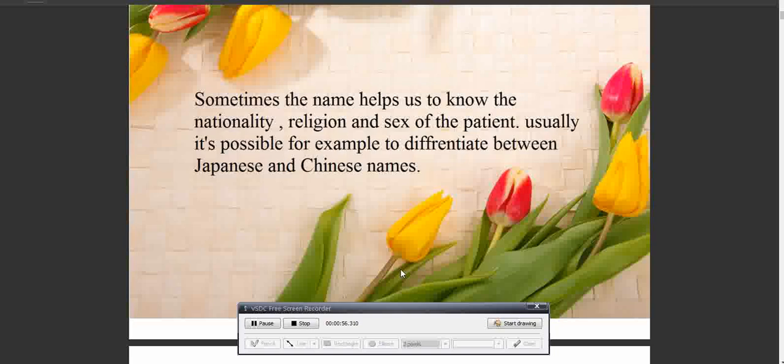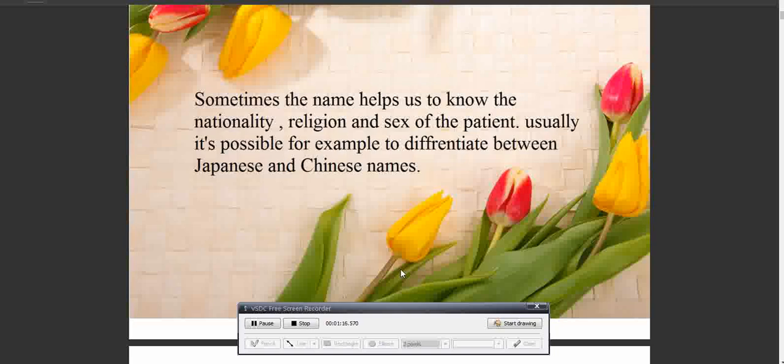Sometimes the name helps us to know the nationality. And why should you know about the nationality? That one will help us also to talk about what we call the epidemiology. There's some disease affecting this kind of national, the race and all that. An African and a white person, that is so different in a way.